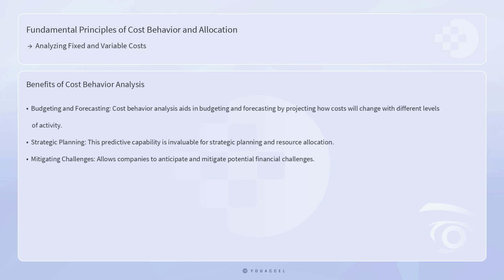Moreover, cost behavior analysis aids in budgeting and forecasting. By projecting how costs will change with different levels of activity, businesses can create more accurate budgets and financial forecasts. This predictive capability is invaluable for strategic planning and resource allocation, allowing companies to anticipate and mitigate potential financial challenges.